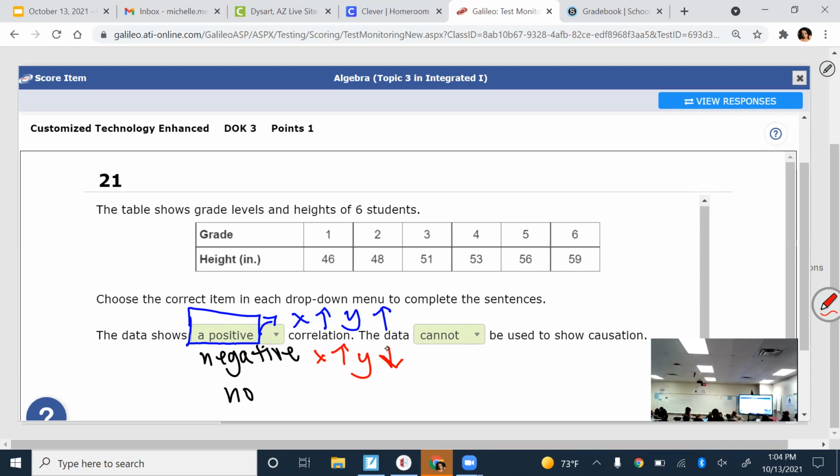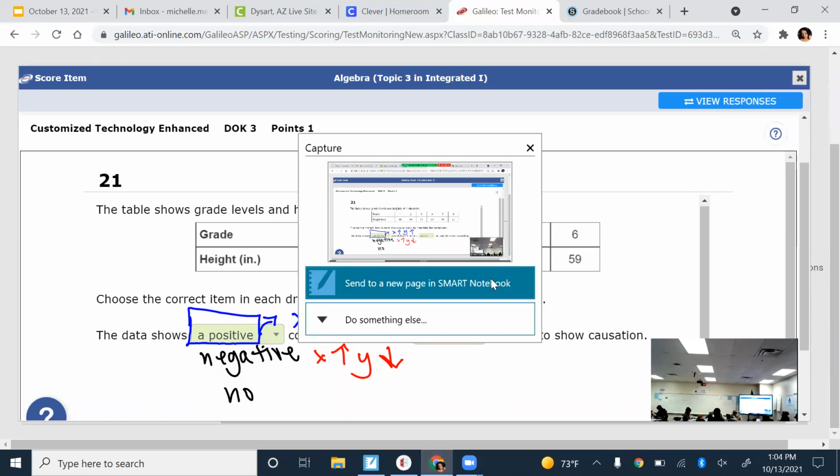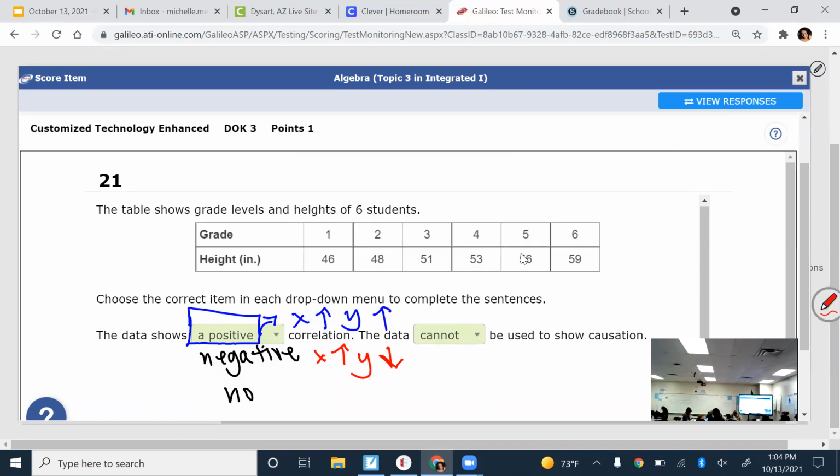All right, any others? This will probably be our last one, but don't put away your purple papers because I still need to check the results. All right, any others from the test you wanted to go over? Number 12.